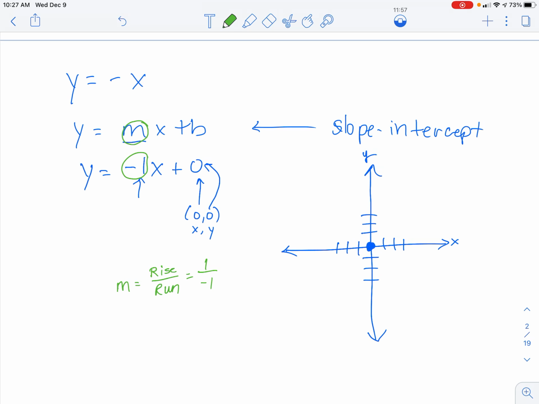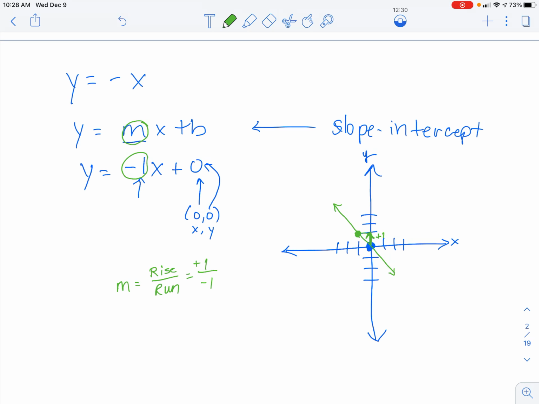So remember, rise is up or down. So I'm going to start at my point and I'm going to rise up 1. Rising up 1. This is a positive 1. And then I'm going to run negative 1, which means I'm going to run now to the left because left is negative. Just one place from where I managed to get when I rose. So there's my second point. And I can draw my line. And again, it's a negative slope.